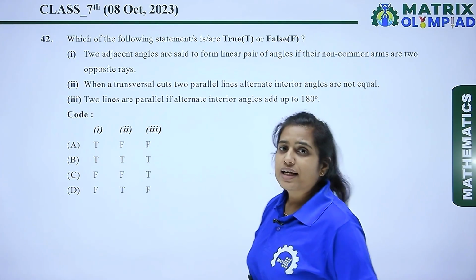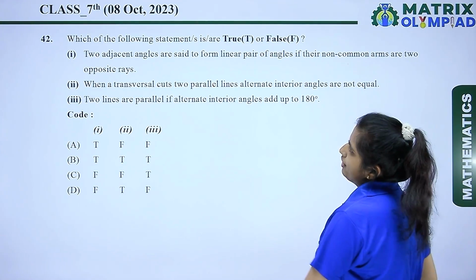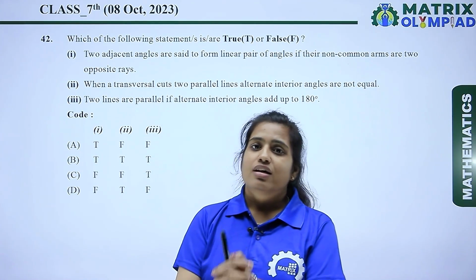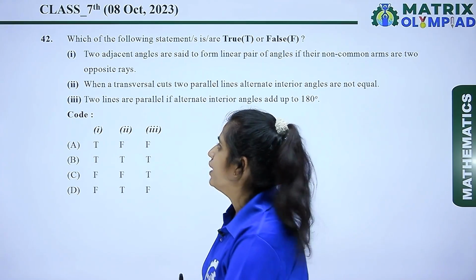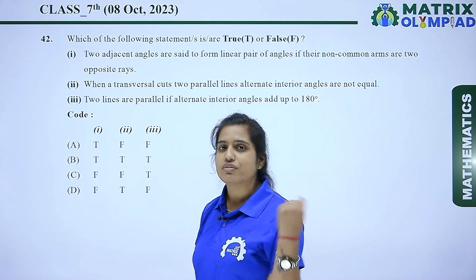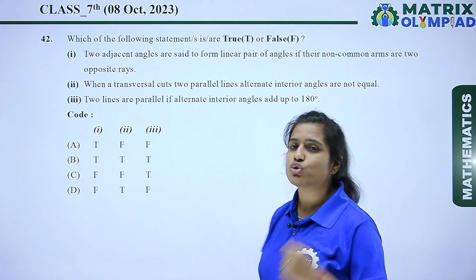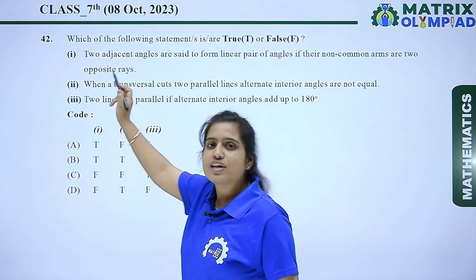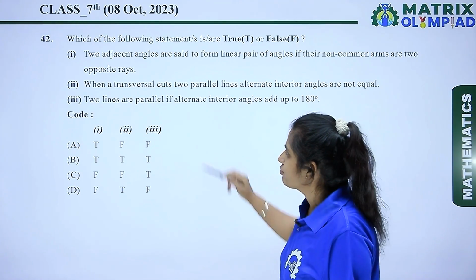तो अब हम आ गए हैं 42 क्वेश्चन पे. Here 42 question is again true false question. So here again we have 3 statements. We have to check which statement is true and which statement is false. Let's begin with the first statement of this question.